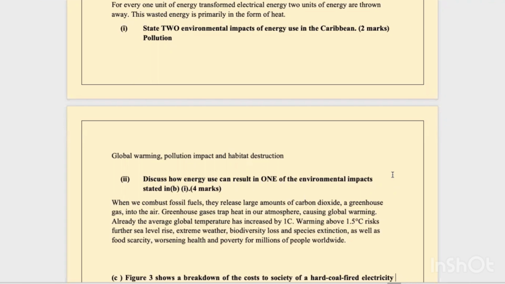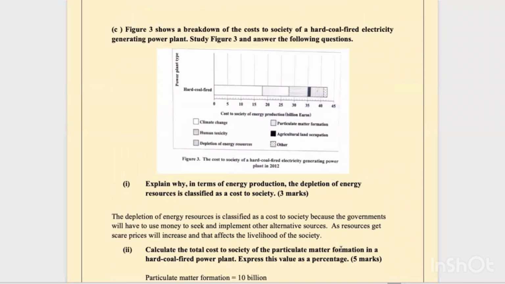We know that the Caribbean is a big consumer of fossil fuels. And when we combust the fossil fuels, they release large amounts of carbon dioxide, which is a greenhouse gas. Carbon dioxide and other greenhouse gases, they trap heat in our atmosphere, causing global warming. Next, figure 3 shows a breakdown of the cost to society of a hard coal-fired electricity generating power plant. So use figure 3 and answer the following questions.